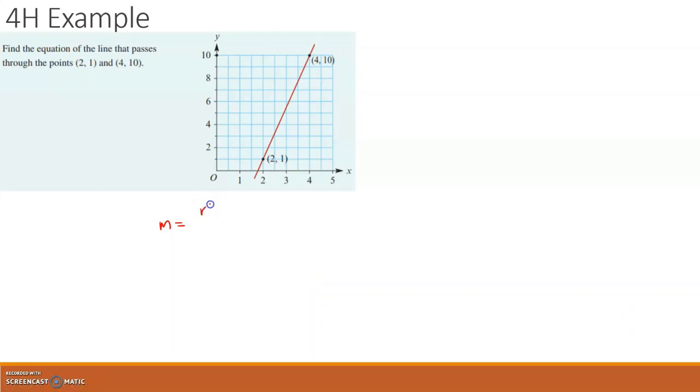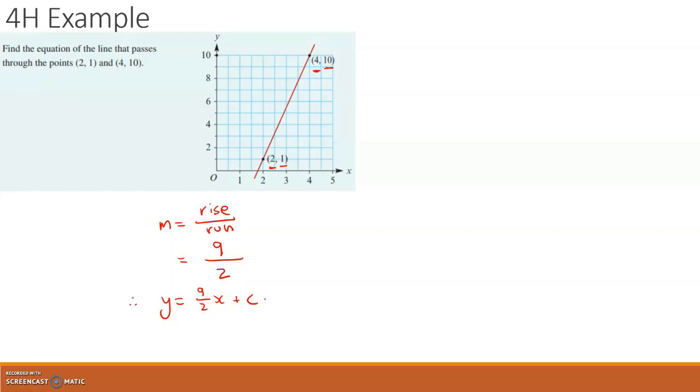So like we said before, I can do a gradient calculation. So m is equal to rise over run. This first point has 1 in the y-axis, and it rises up to 10 in the y-axis. So that's a rise of 9. Now the run goes from 2 in the x-axis up to 4 in the x-axis. So that's a run of 2. Just like before, this is a fractional answer, and it can't be simplified any further than it already is. So the gradient here is 9 over 2. Now I'm going to substitute that into my equation. So I'll have y equals 9 over 2x plus c.